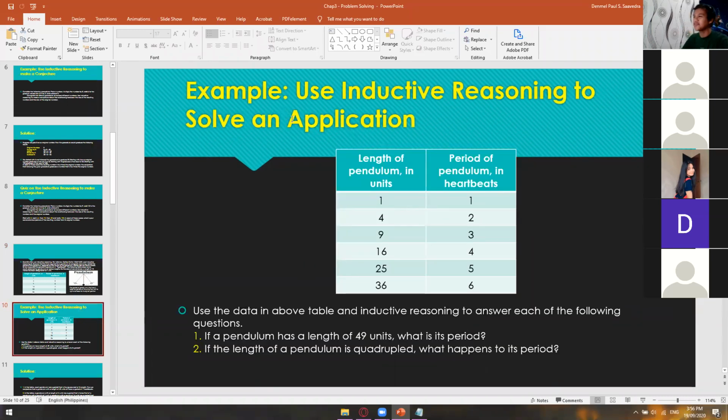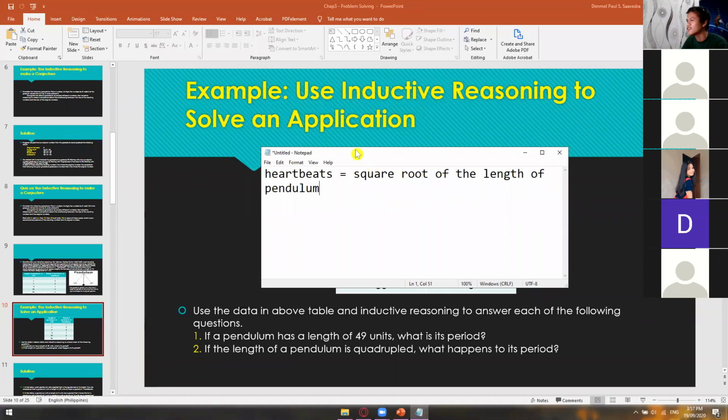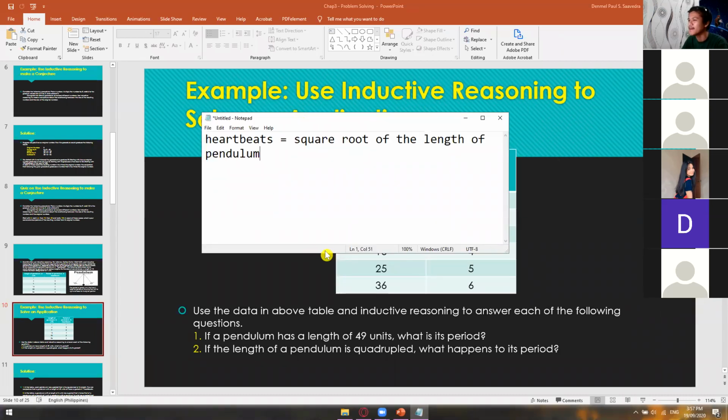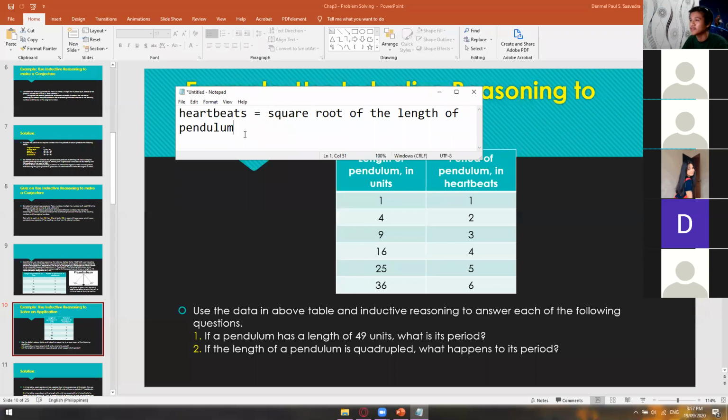So, meron tayong example dito. But, tama naman siya dun sa solution na inassume nating, sa inassume niyang parang reasoning or logical assumption or the conjecture wherein heartbeats is equal to square root of the length of pendulum, or heartbeat squared is equal to the length of the pendulum. Okay, so pwede nyo pagbalik na rin yan.